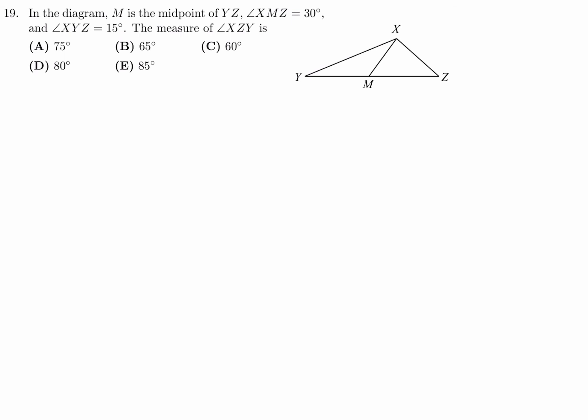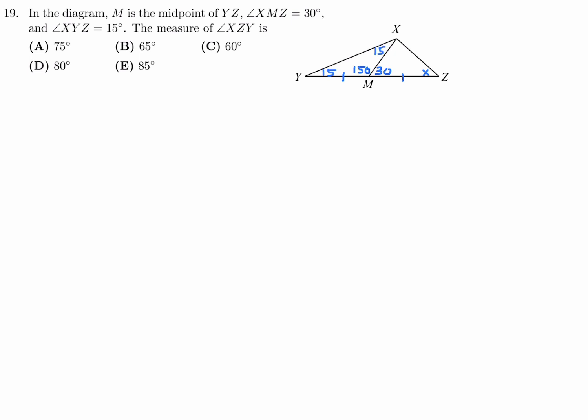In the diagram, M is the midpoint of YZ. Angle XMZ is 30 degrees. And angle XYZ is 15. What is the measure of angle XZY? So they want this one. Okay, well, this is going to be 150 since 180 minus 30. And then since that's 15 and that's 150, that has to be 15.